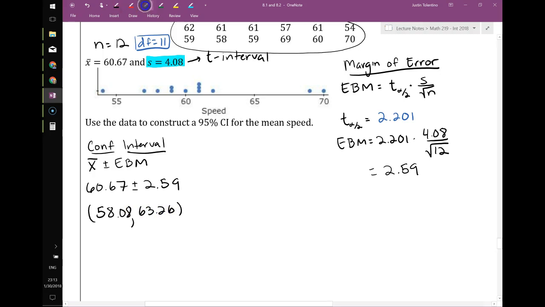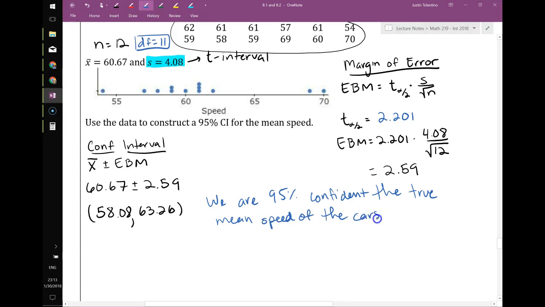Finally, of course, what's the most important piece? Let's interpret this interval. We can say we are 95% confident the true mean speed of the cars is between our interval, which is 58.08 to 63.26 miles per hour. And there we go.